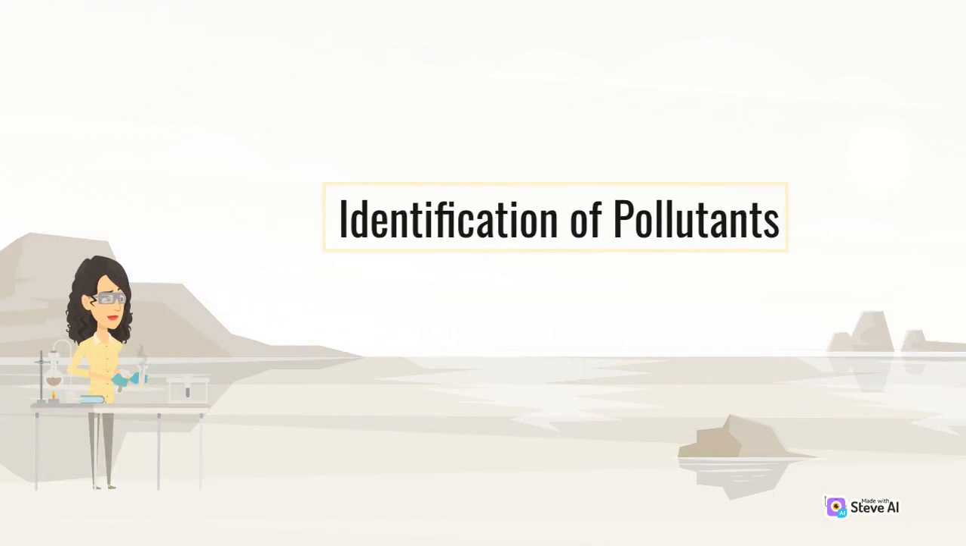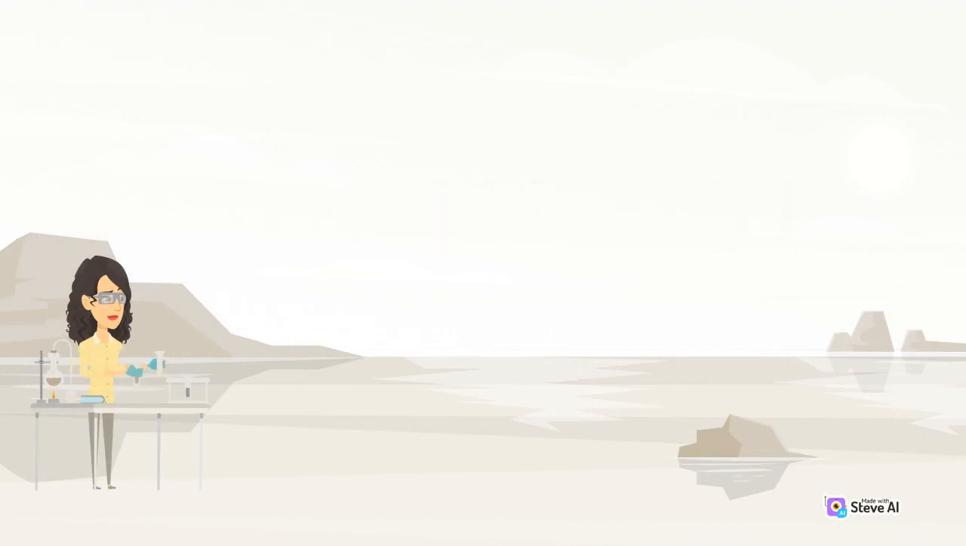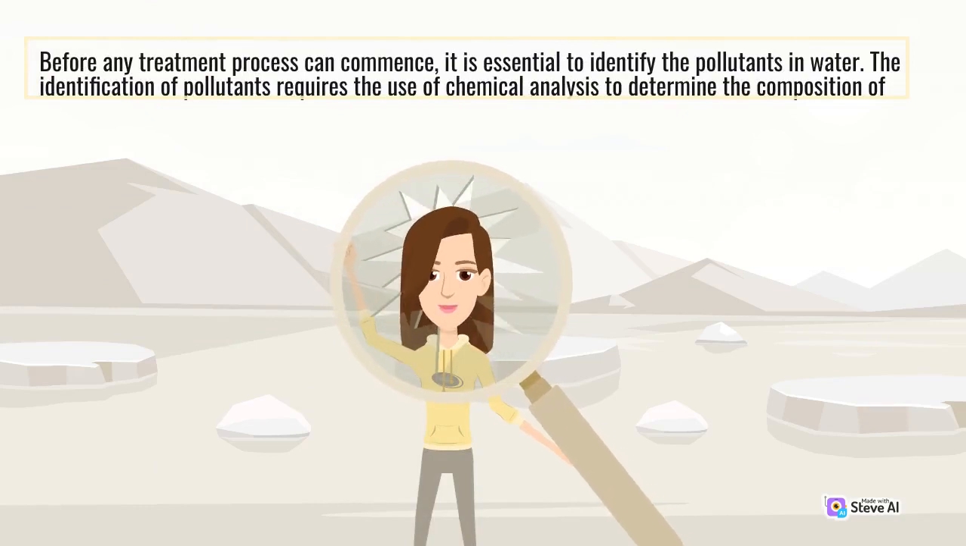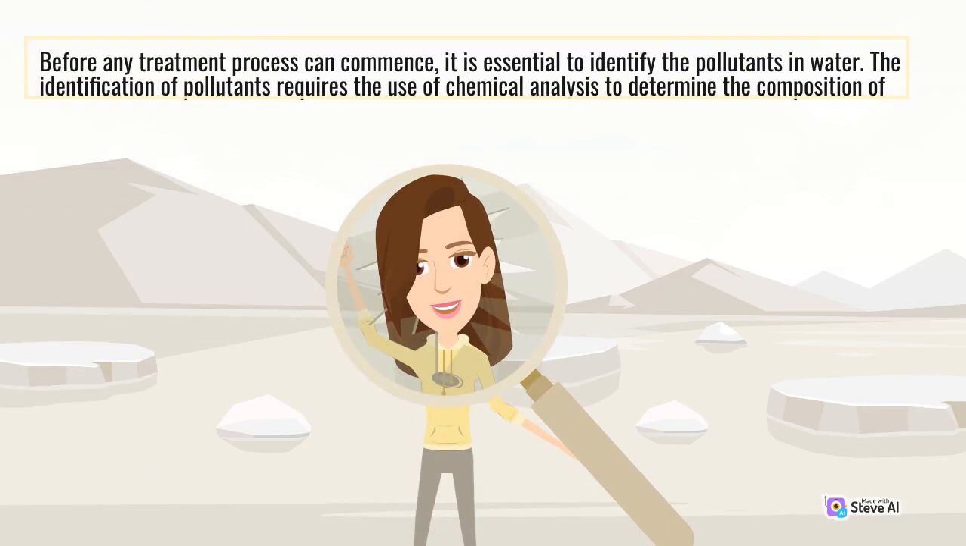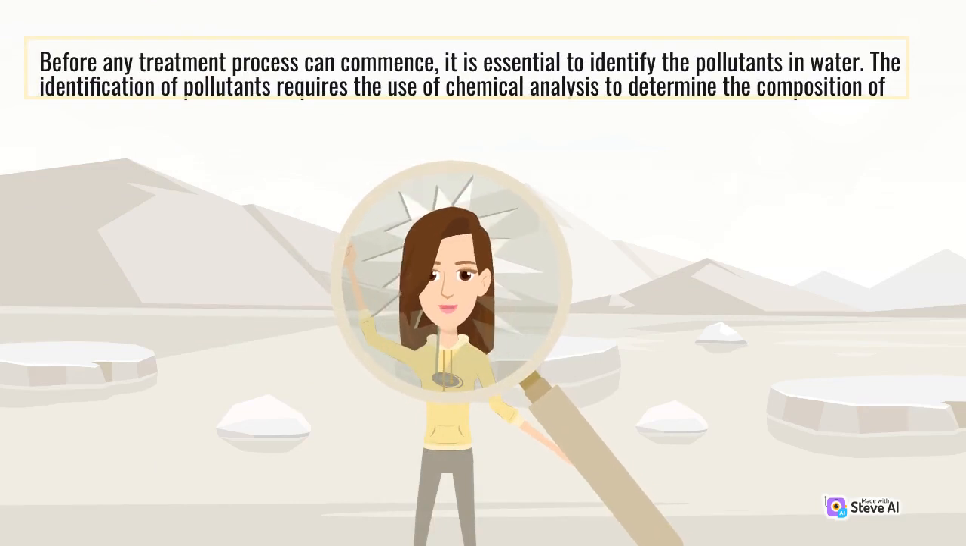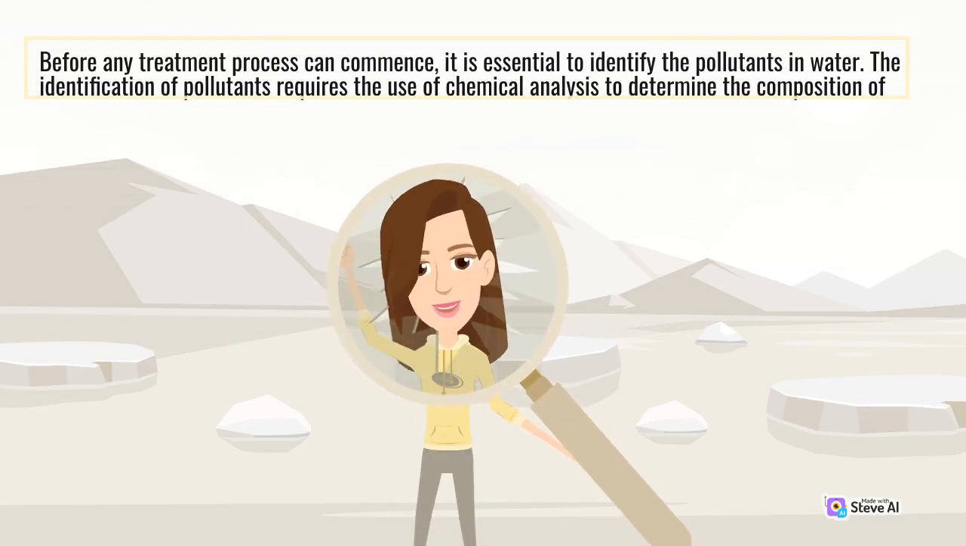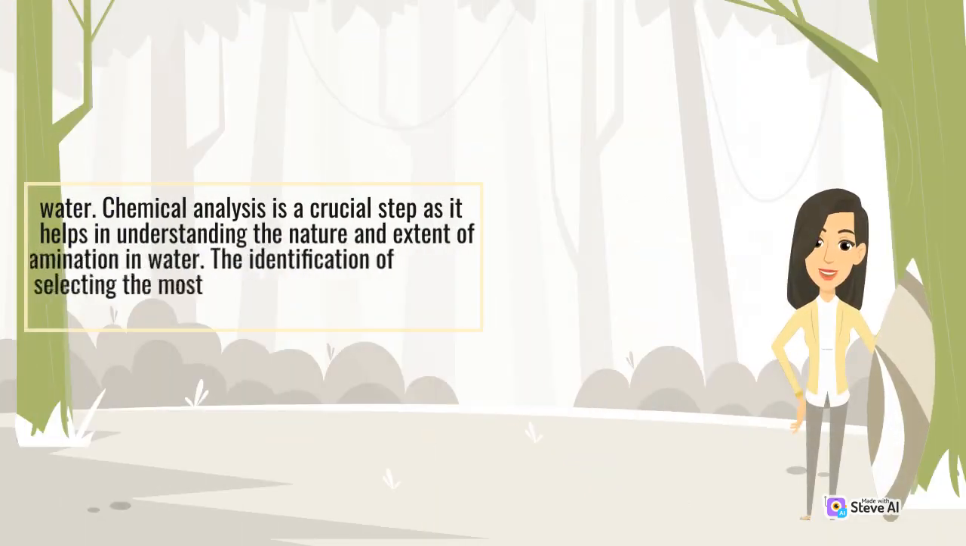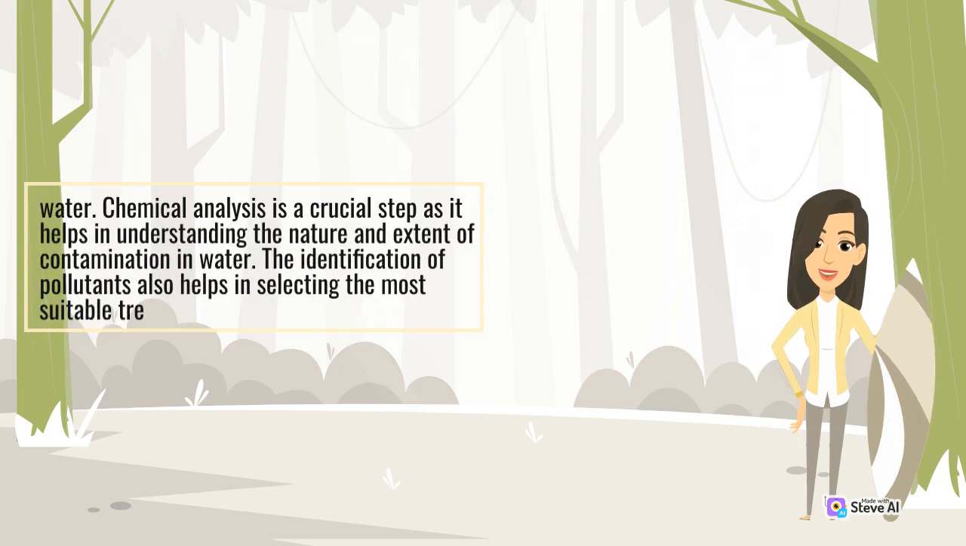Identification of pollutants. Before any treatment process can commence, it is essential to identify the pollutants in water. The identification of pollutants requires the use of chemical analysis to determine the composition of water. Chemical analysis is a crucial step as it helps in understanding the nature and extent of contamination in water.